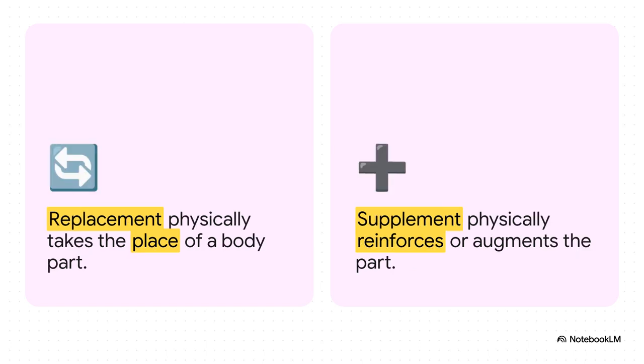Heart valves, on the other hand, have their own strict logic. You've got to distinguish between replacement, that's character R, which physically takes the place of the existing valve, like in a total aortic valve replacement. Contrast that with supplement, character U, which just physically reinforces or augments the existing valve, kind of like a mitral valve annuloplasty using a ring. Oh, and remember, if they just go in and use a balloon to open a stiff valve without leaving a device behind, that is simply dilation, character 7.